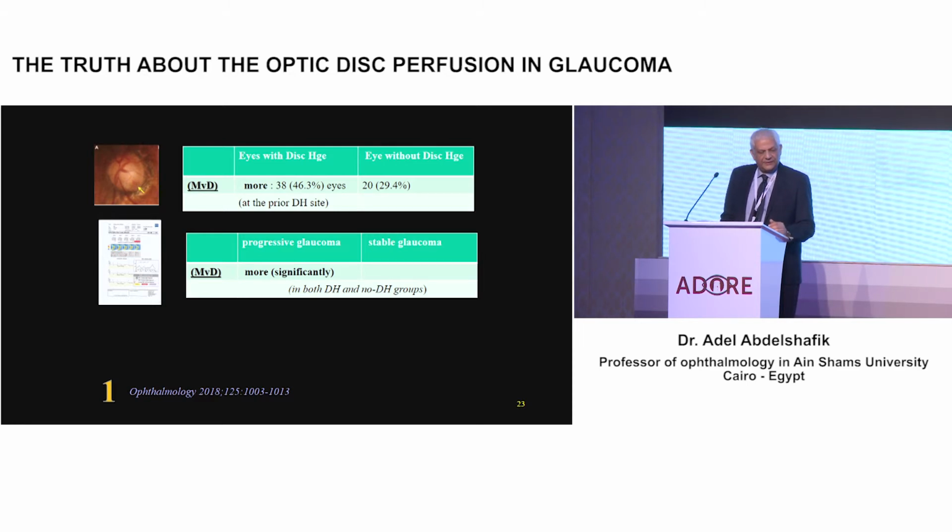The second part of that study showed that cases of glaucoma progression get more microvasculature dropout, significantly higher than stable cases of glaucoma. This progression was found in both groups, those with disc hemorrhage or without disc hemorrhage. Progression is there if there is microvasculature dropout.